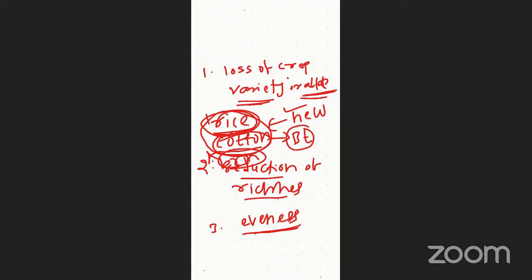And the third one, evenness. Genetic erosion as a reduction of evenness. Evenness is like a reduction of richness, but evenness is about the diversity of species. In richness, it is particularly one crop, maybe rice, maybe cotton, maybe brinjal. But in evenness, the reduction happens not only for one crop, the effect is not only for one crop. That means rice can be affected and cotton, brinjal. If you take more than one, that is called genetic reduction of evenness.